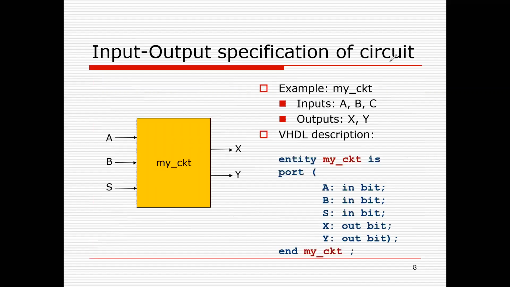Now this is one example of how I do an input output specification of a circuit. So let's say this is my circuit, which has 3 inputs and 2 outputs. And what I have tried to do is something like what we used to do, let me not name anything, but we will see. The inputs you can see are A, B, C, okay? And you have outputs X, Y.